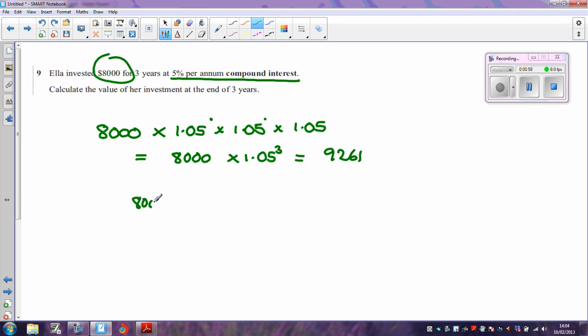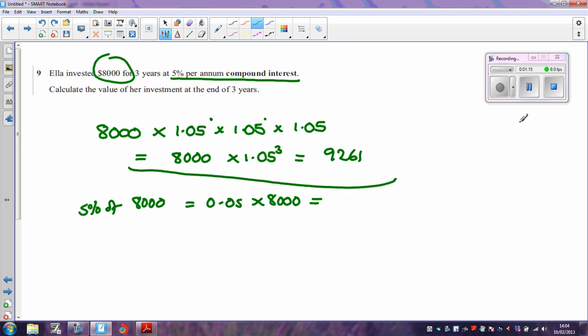So you could have done it like this. Work out 5% of £8,000 using your calculator. So you could have just done 0.05 times 8,000. Find out what that is, add it on to the 8,000, then do the same again, and then do the same again. Bit of a long way round, though. This is the easiest way by far.